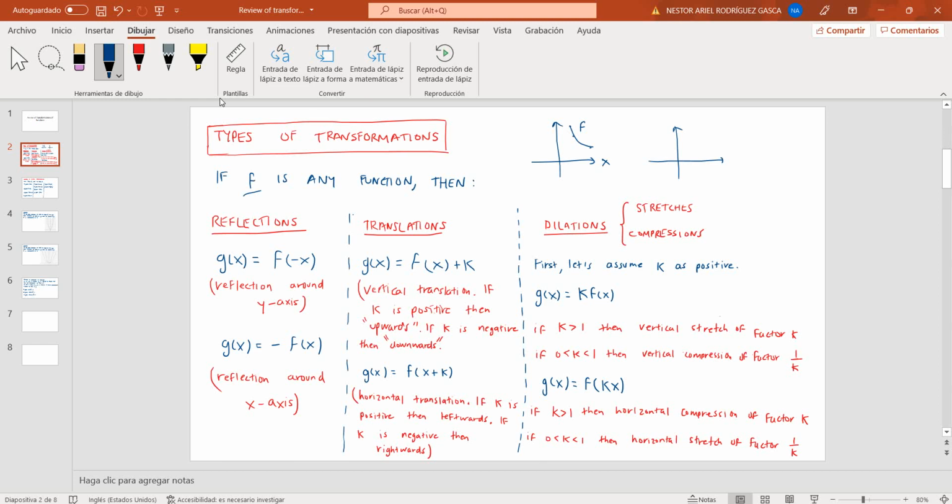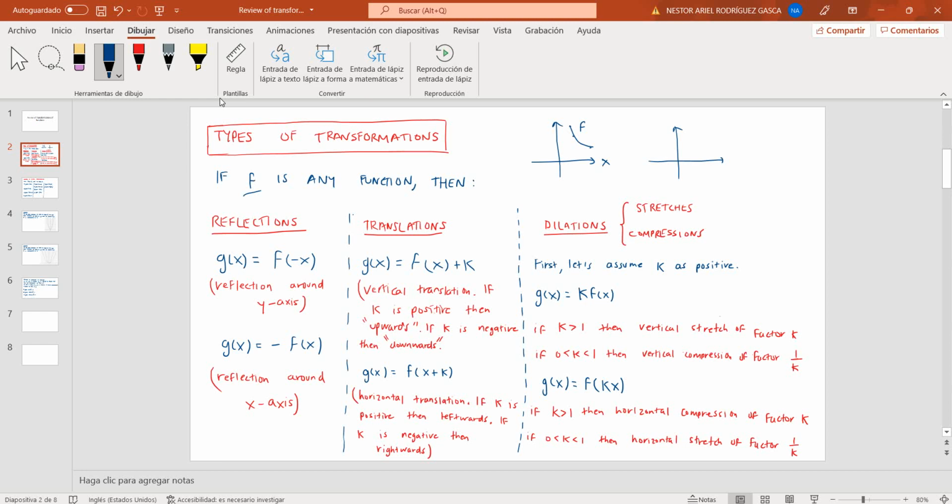Now, on the topic of the transformation of translations, we have two types: the vertical translations and the horizontal translations. Vertical translations is very simple. Basically, the function g is expressed as f of x plus a number k, and this number k can be either positive or negative, right? If k is positive, then we're talking about an upwards translation. And if k is negative, we're talking about a downwards translation, vertical translation.